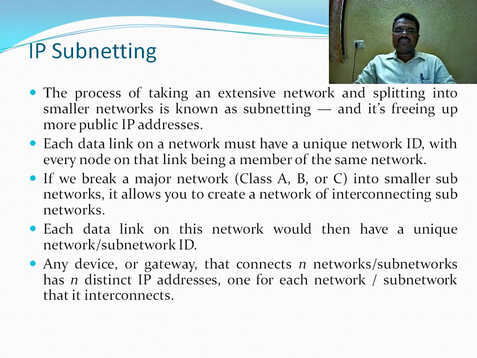Each data link on the network must have a unique network ID, with every node on that link being a member of the same network. If we break a major network, class A, B or C, into smaller subnetworks, it allows us to create a network of interconnecting subnetworks. Each data link on this network would then have a unique network or subnetwork ID. Any device or gateway that connects n networks or subnetworks has n distinct IP addresses, one for each network or subnetwork that it interconnects.